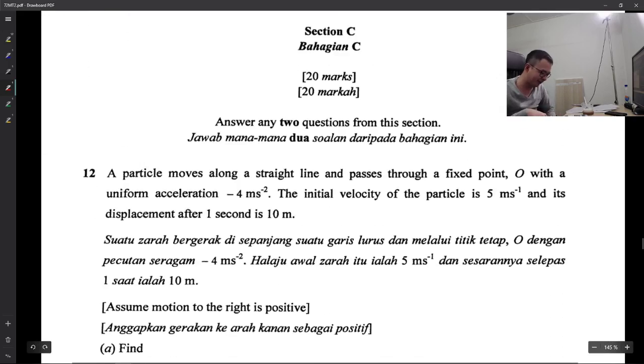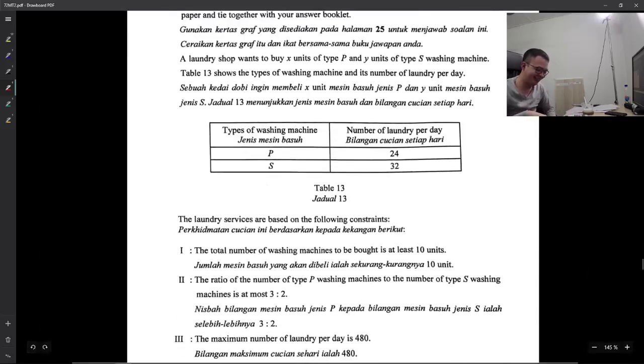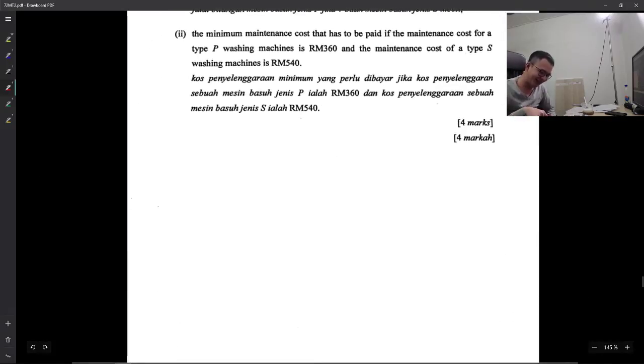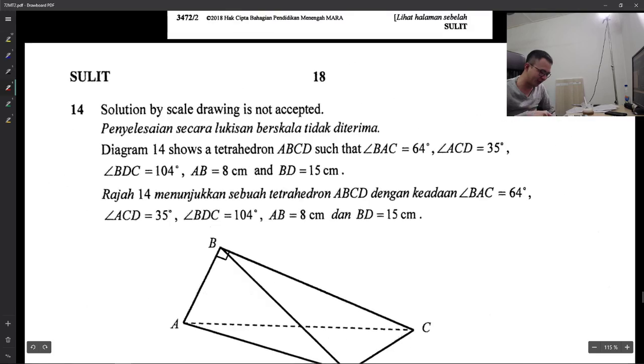How many questions are left? Still have so many. I will skip linear programming. I'm not going to do linear programming.